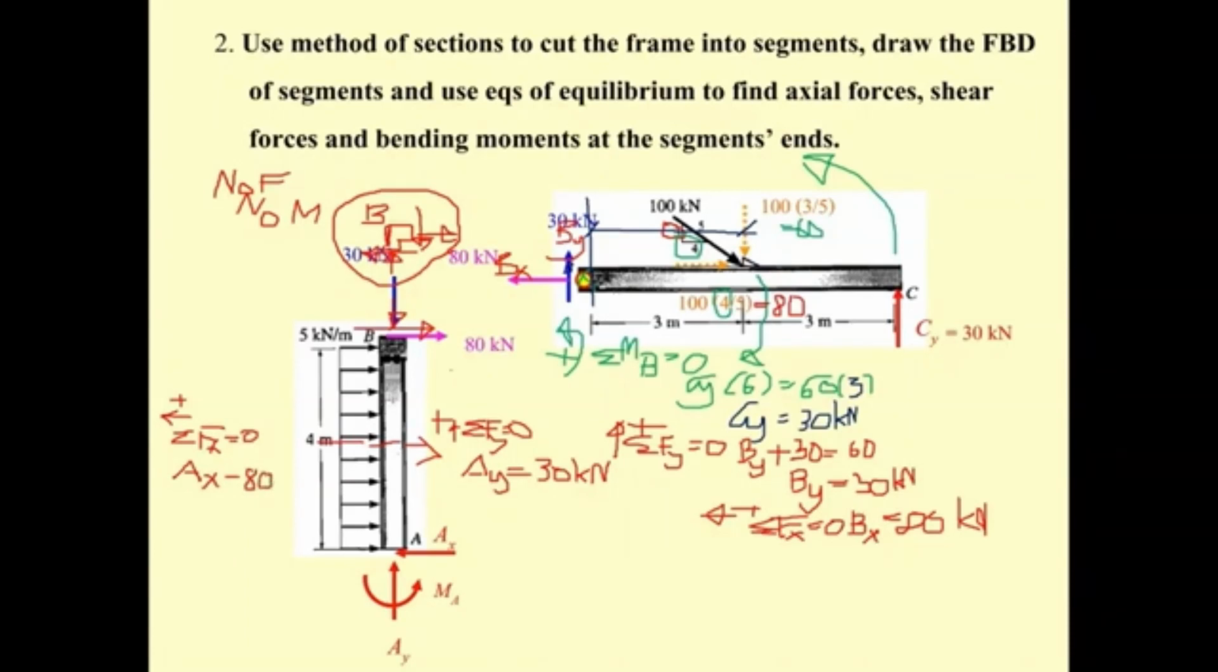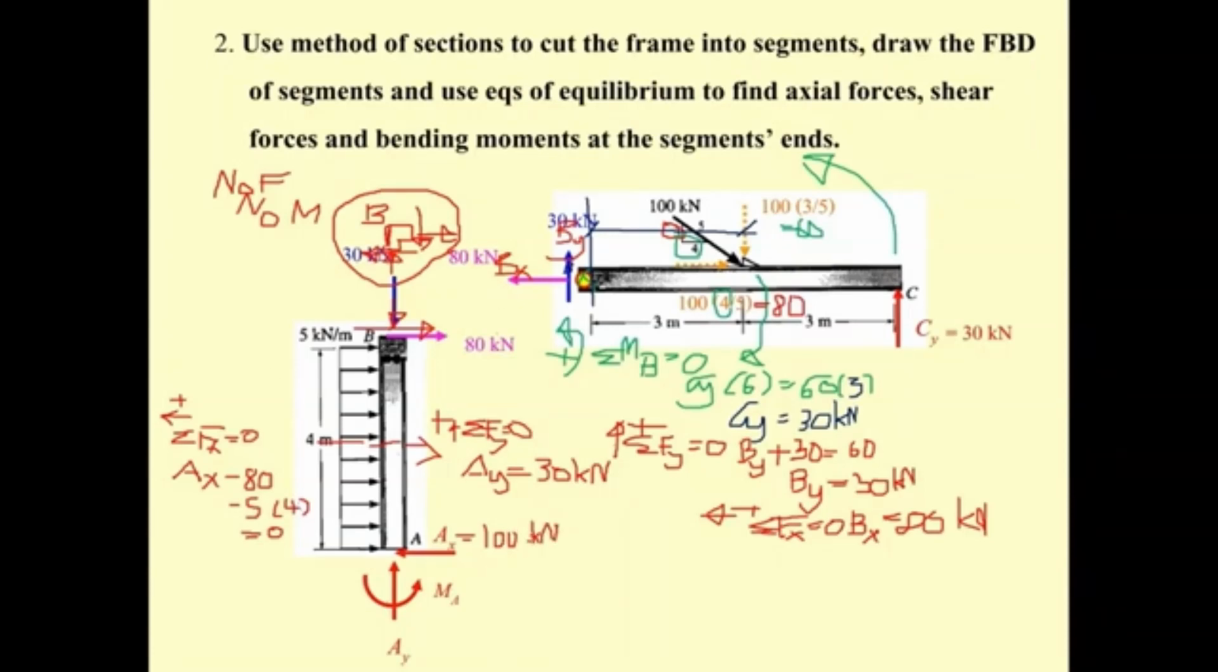And also minus the elastic force. Let's put it in again. It's going to be minus the 5 times 4, and you're going to get this equal to 0, and then your A sub x is going to be 100 kilonewton.